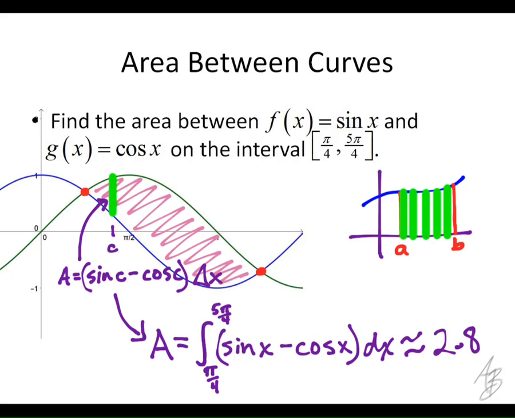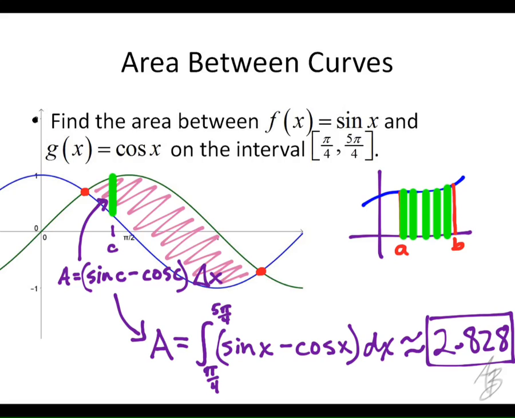2.828. And that's going to be your answer. I think it ends up being 2 square root of 2 if you're getting an exact answer. But like I said, if you're using a calculator, you're rounding to 3 decimal places.